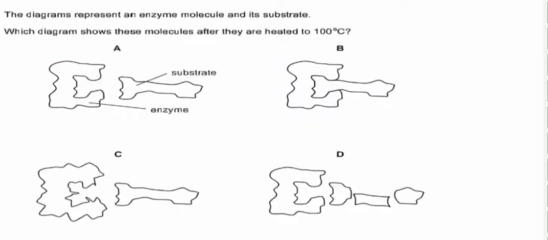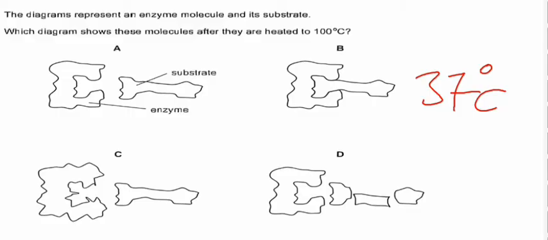The next one. The diagrams represent an enzyme molecule and its substrate. Which diagram shows these molecules after they are heated to 100 degrees Celsius? So enzymes are produced in living organisms and they work in living organisms. Now one thing that you need to know is that the normal body temperature of a person is 37 degrees Celsius. So above 37 or 40 or 42 degrees Celsius, an enzyme is going to undergo what we call denaturation.